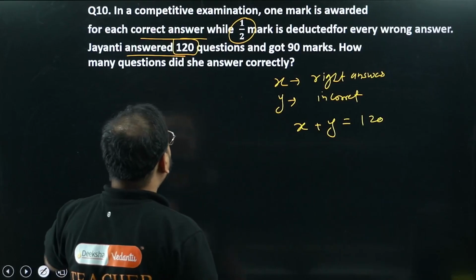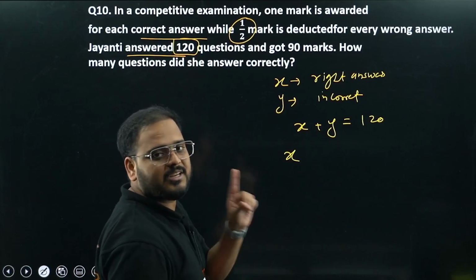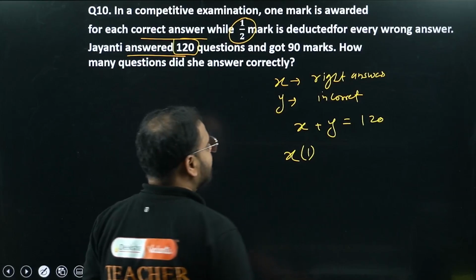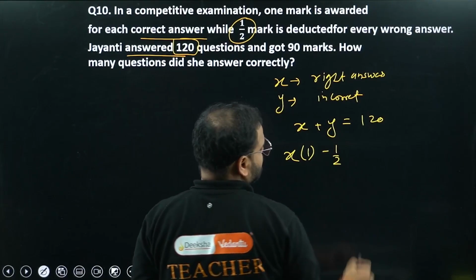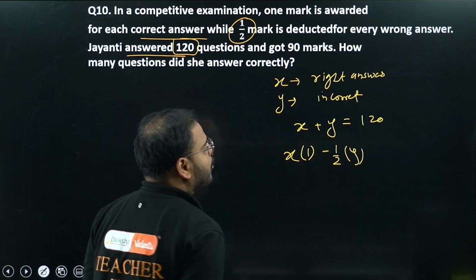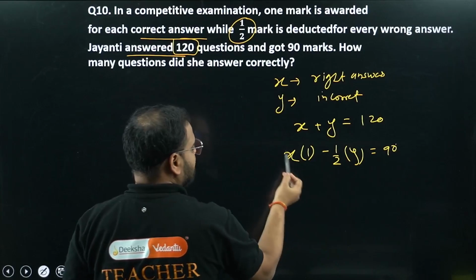What about the marks value? So X questions C answered correctly. For each right answer, C gets 1 mark, so times 1. And for each wrong answer, C loses 1 by 2 marks. So minus 1 by 2. And how many questions did C get wrong? Y. Total marks is how much? 90. Okay, cross multiply this.